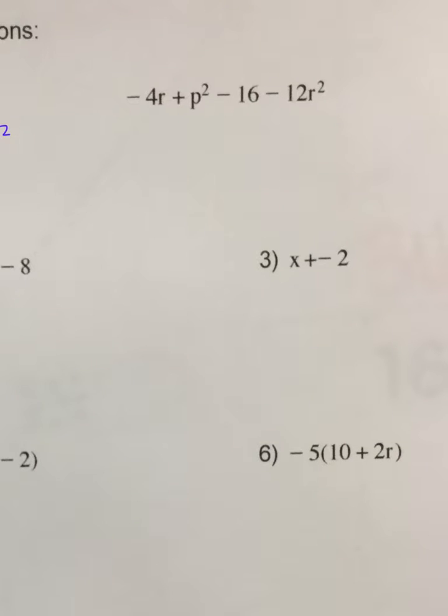We're going to do the same for this next term. I'm going to pull out each term. I'm going to pull out negative 4r. I'm going to pull out my positive p squared. I'm going to pull out my negative 16. And I'm going to pull out my negative 12r squared.